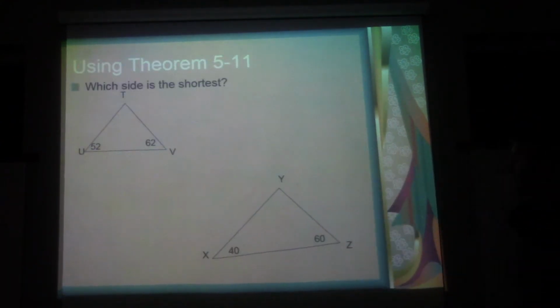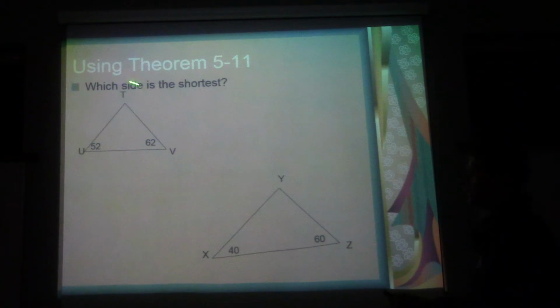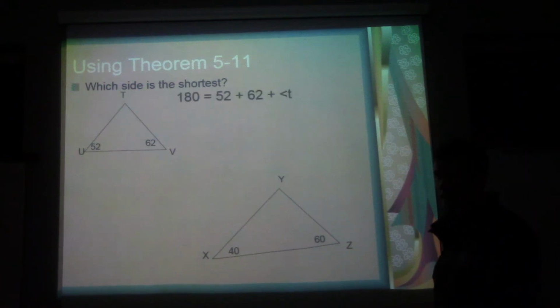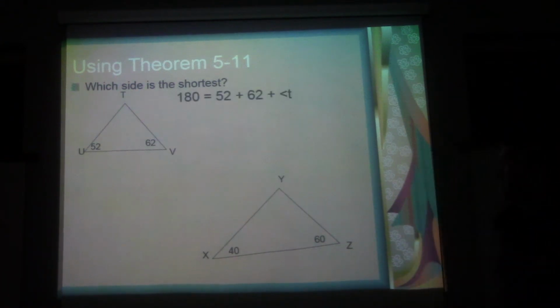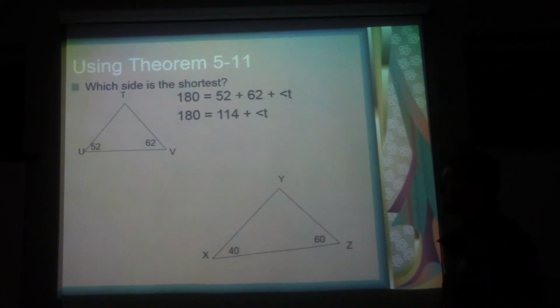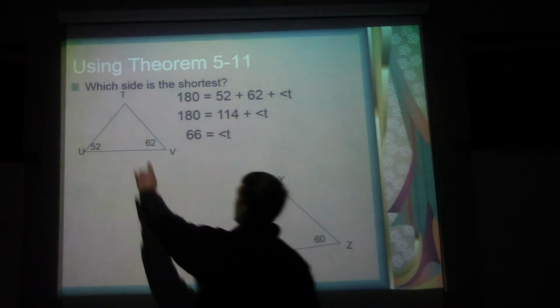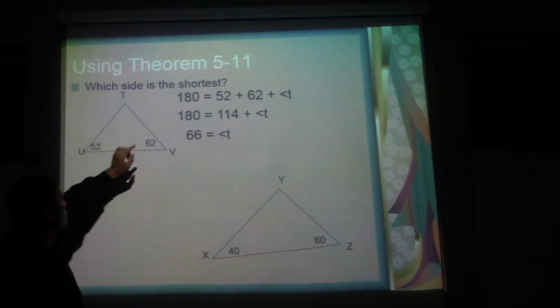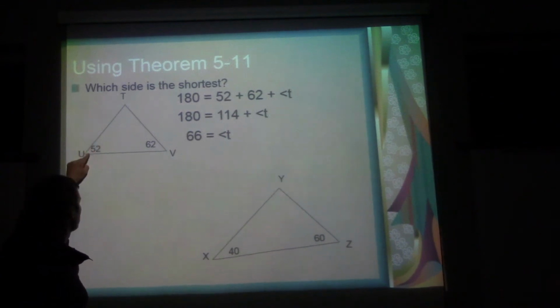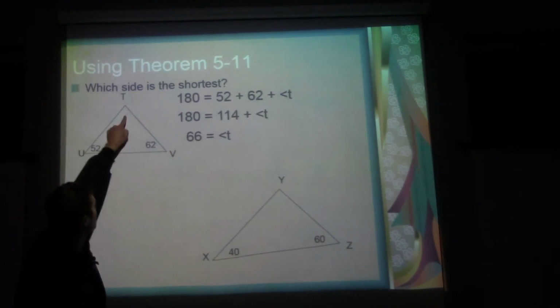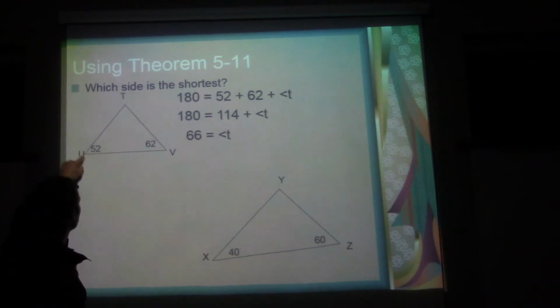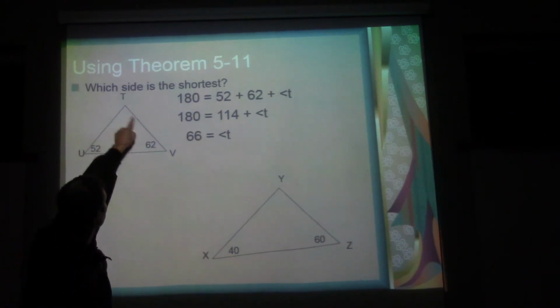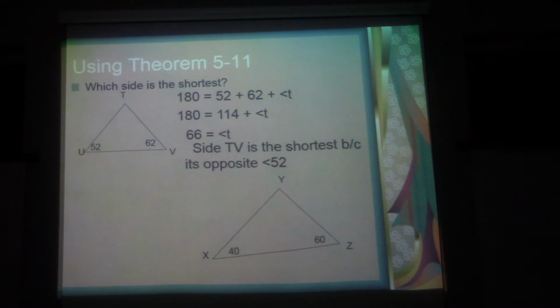So let's go look at it. Which side is the shortest? Well, first of all, let's find out what angle T is. So again, in a triangle, you add them up, they should equal 180 degrees. Add the two angles together, gives you 114. Subtract it. So we know this angle right here is 66 degrees. So we want to know which side is the shortest. So we go to our smallest angle. We have angle 52, 66 is here, and now that's 62. So the side that's opposite that would be TV. So TV is the shortest side because it's opposite the smallest angle.